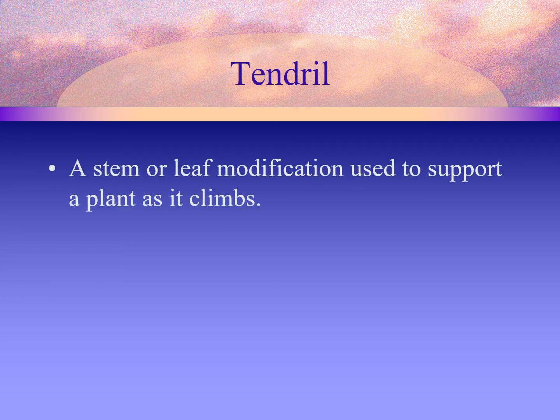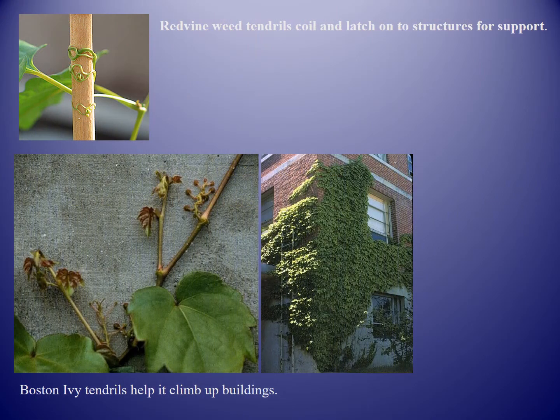Tendrils are stem or leaf modifications that are used to support plants as they climb. So in this picture you see up in the top the red vine weed tendrils that coil and latch onto structures for support. And then in the pictures on the bottom you see a plant called Boston ivy. Boston ivy produces tendrils that help it climb up the sides of buildings.